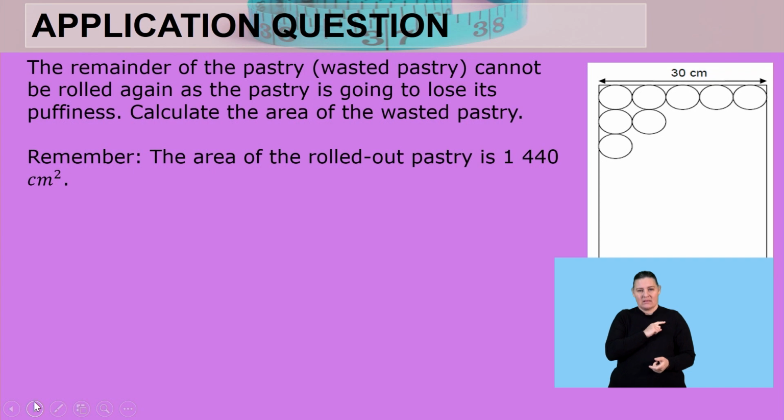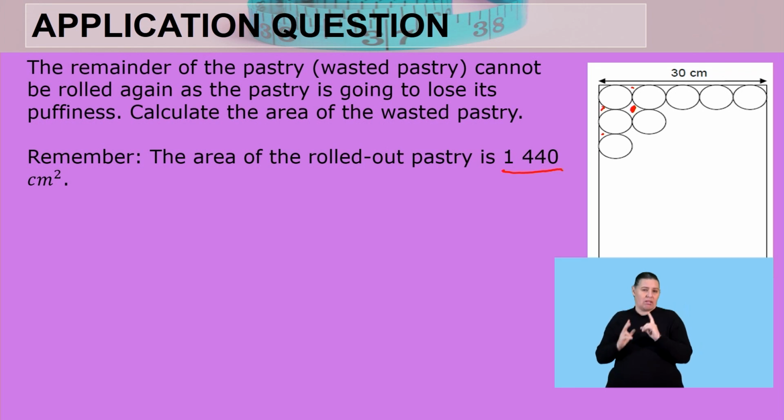So the next question now reads: the remainder of the pastry, the wasted pastry, cannot be rolled out as the pastry is going to lose its puffiness. Calculate the area of the wasted pastry. Remember, the area of the rolled out pastry, here's another reminder, is 1,440 centimeters squared. Okay, so let's analyze this. We've cut out all of these circles. That's one, and that's one, and that's one, and that's one, and all of the others that need to be cut out. Do you realize that the circles will then leave a little bit of pastry in between all of those gaps left once we cut it out? So they want to know what is the area of those little pastry pieces that have been left out.